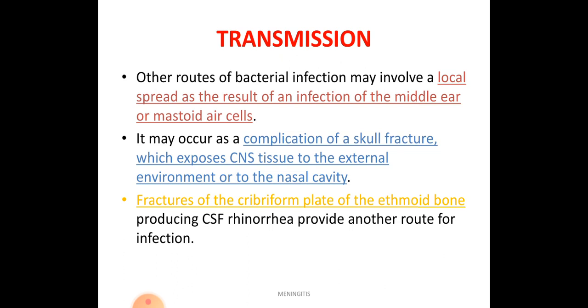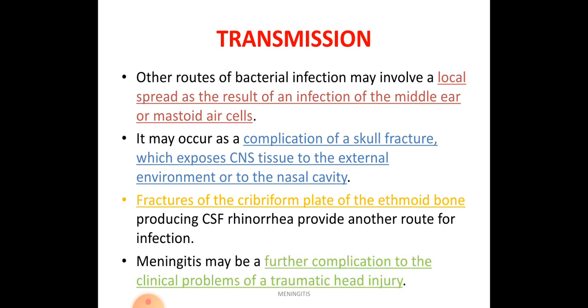Clear? If you think of it retrograde, whatever CSF is coming out of the ear, bacteria will enter from the ear, because they have exposure to that CSF. CSF is already available. The CSF is coming from inside to outside, but through this same CSF the bacteria will enter the body from outside to inside. Clear? Now meningitis may also be a complication of traumatic brain injury. A person who has a traumatic brain injury can also get meningitis as one of the complications.